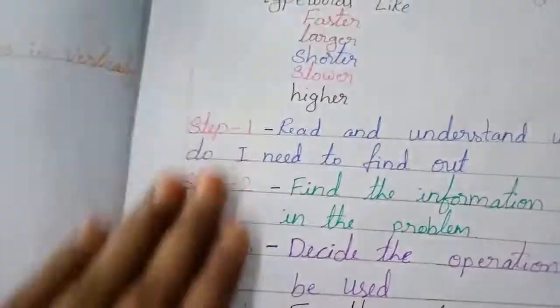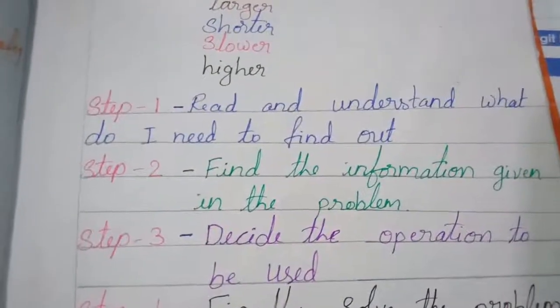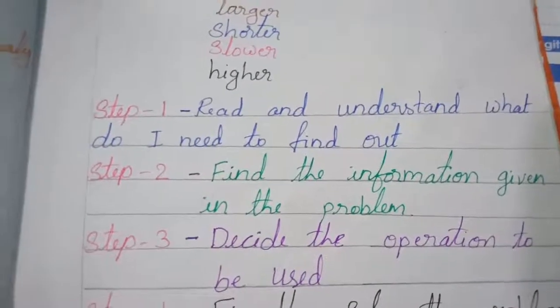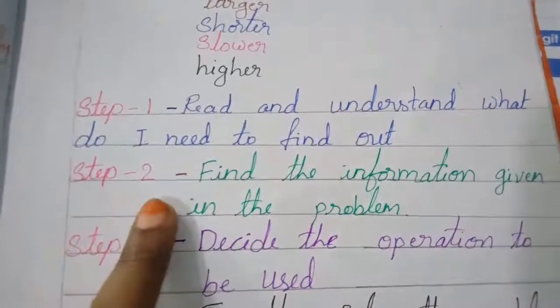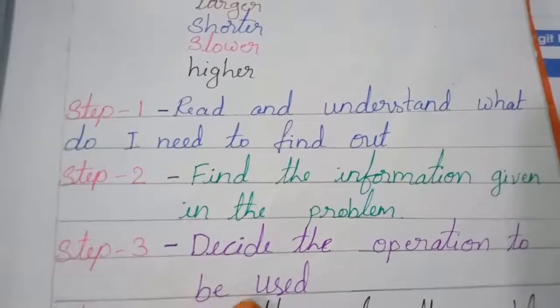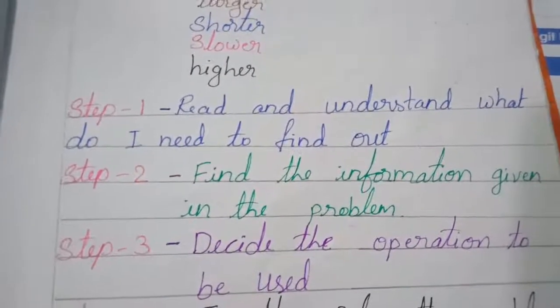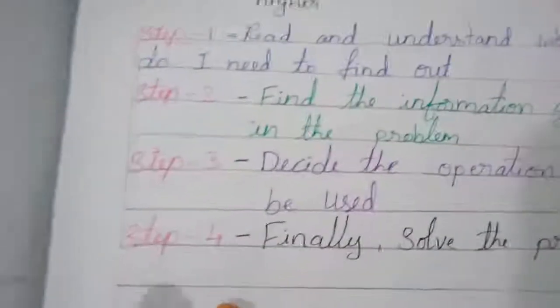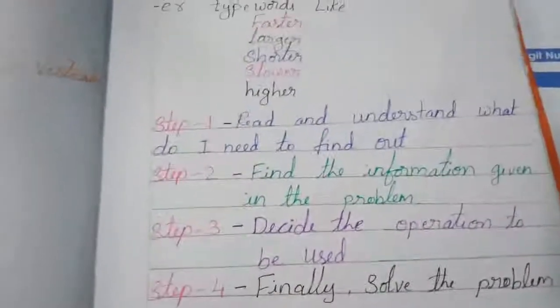When you are doing a word problem, you should follow these steps first. First read and understand what do I need to find out. Step 2, find the information given in the problem. Step 3, decide the operation to be used. Step 4, finally solve the problem. Understood, children?